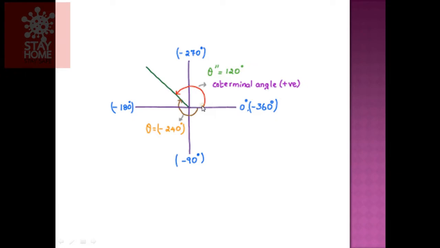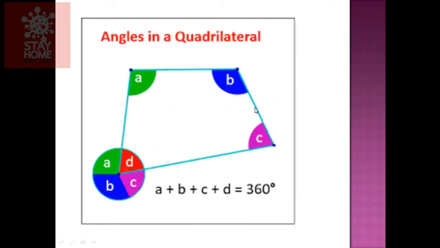Okay, now from this positive side to the negative side, it is called coterminal angles, coterminal positive angles. From this side, this is called coterminal, meaning one quadrant to the other quadrant. It is called a coterminal angle.